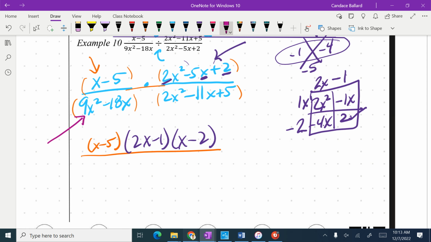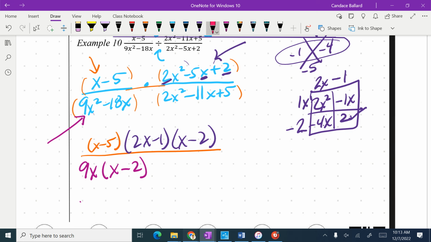Okay. Going to that bottom one now. What kind of factoring do I need to do for the 9x squared minus 18x? Good. What's your greatest common factor? 9x. Okay, when I divide 9x squared by 9x, what's left behind? Oh, x minus 2. Perfect. Okay. Feeling good, right? Because I see another x minus 2.